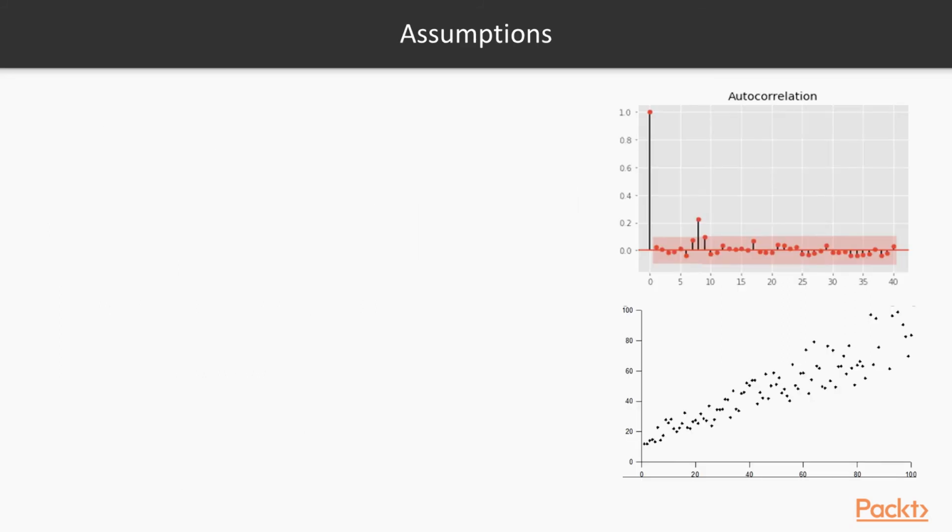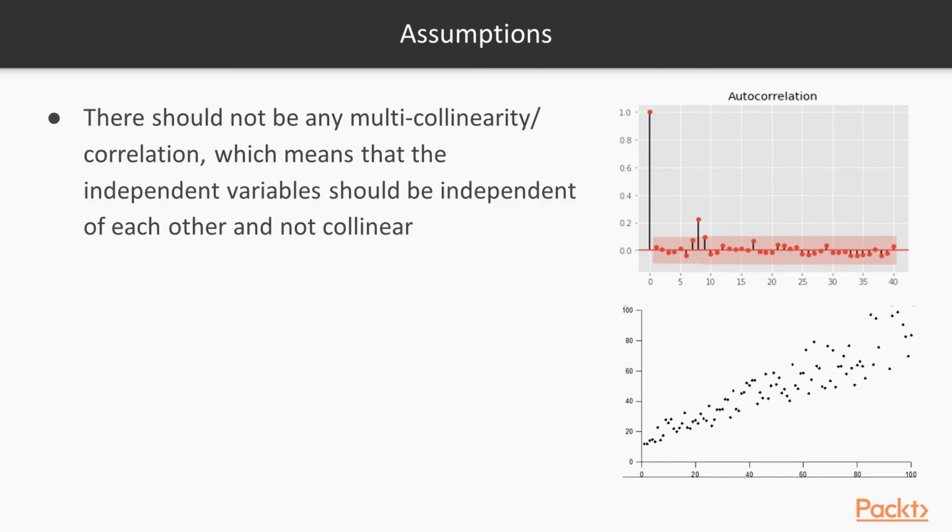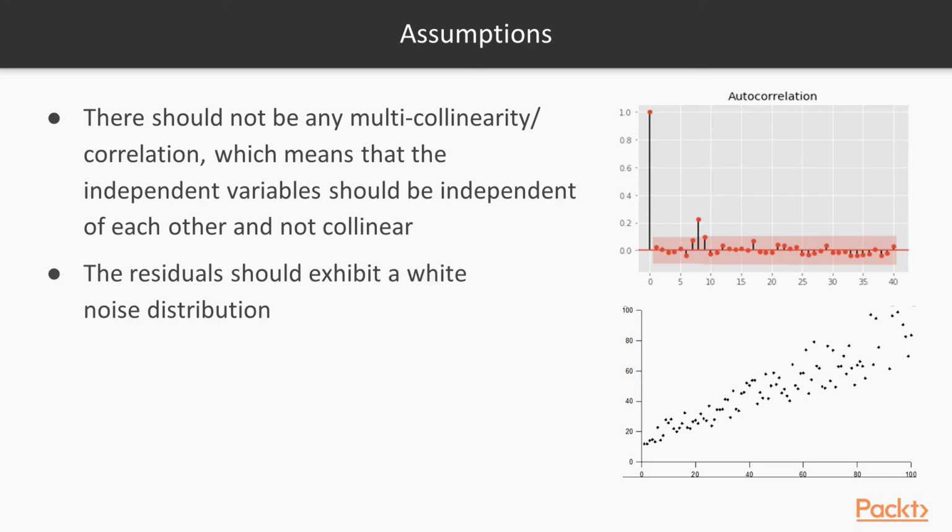So what are a few assumptions of linear regression that we should keep in mind? There should not be any multicollinearity or correlation between the independent variables. They should be independent of each other and not collinear or correlated in any way, because a collinear variable can be added into the model, but it does not add much value in terms of the explained variance. The residuals or the errors should always exhibit a white noise distribution.